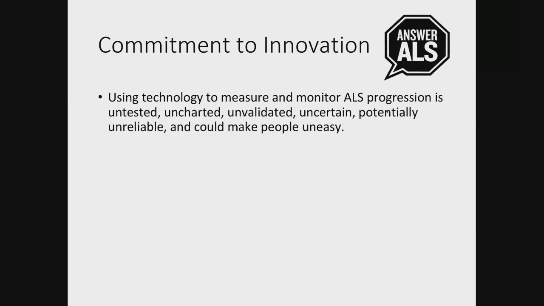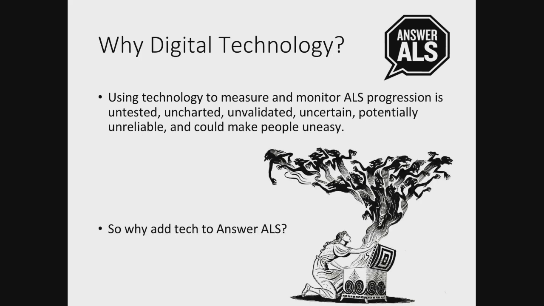In Answer ALS, we have a commitment to innovation. And the truth is that using technology to measure and monitor ALS progression is untested. It's uncharted, it's unvalidated, it's uncertain, it's potentially unreliable, and it could make people uneasy. Those are all things that are true. So I think the question is, why do we add tech to Answer ALS at all? Why not have the theory that we really shouldn't look to these things because there are potential downsides?